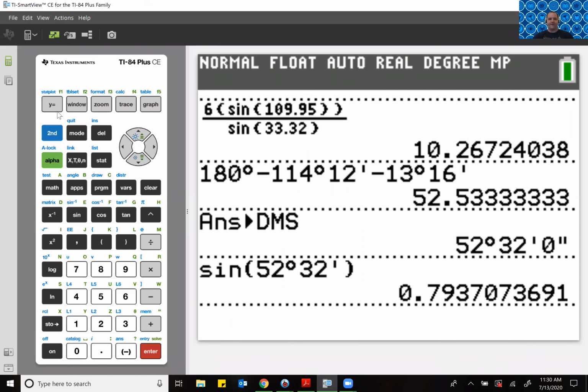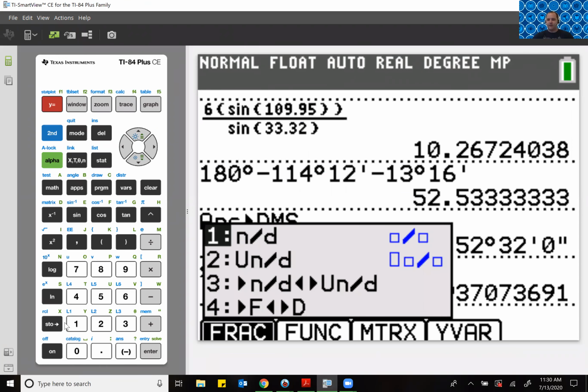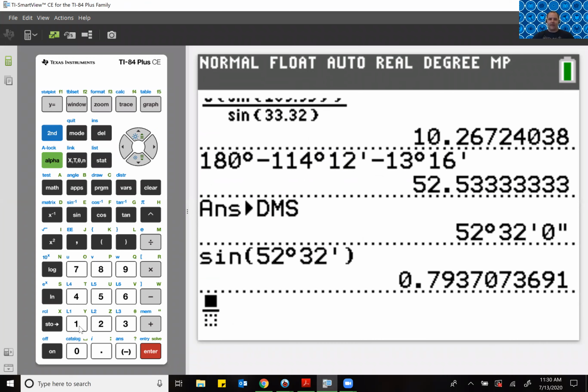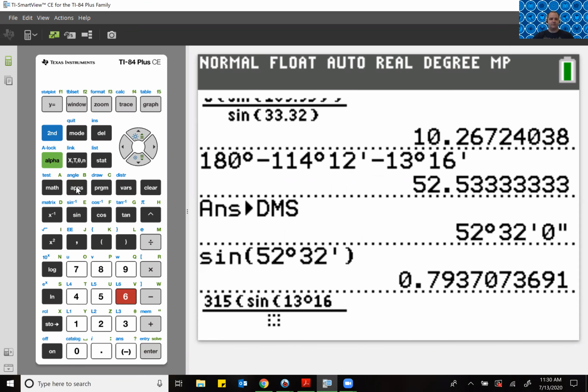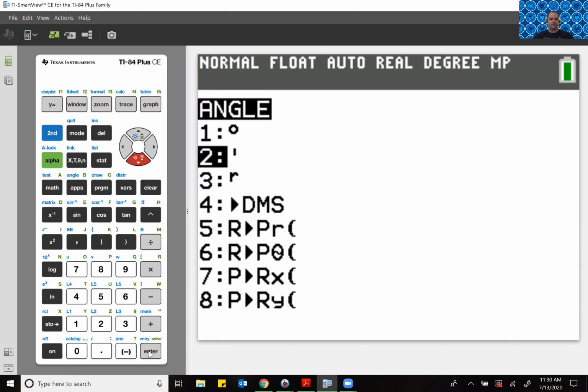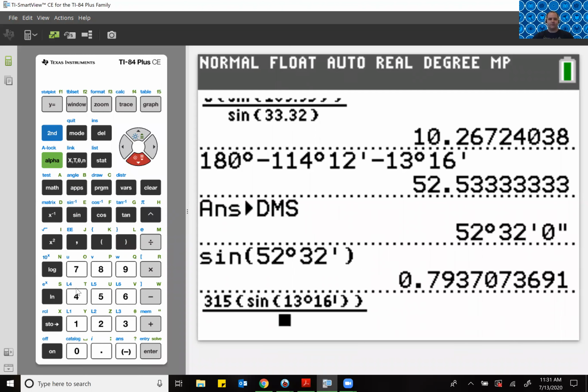So alpha, y equals, we've got 315 sine 13, 16, close, close, all over sine 52. Oops, not a decimal.